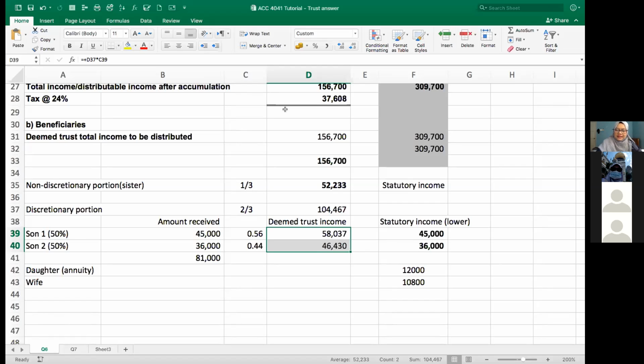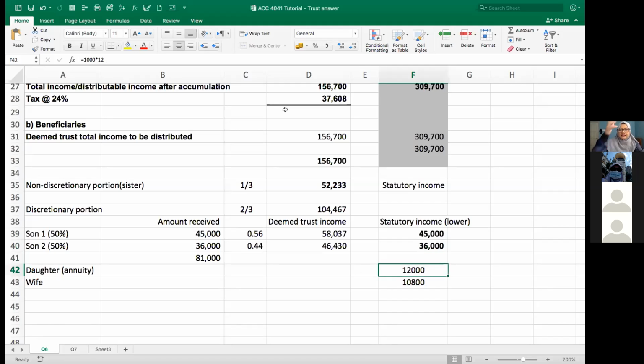Yes, doctor. Okay, so now is the trust income. But remember that because both son 1 and son 2 is a discretionary portion, then you kena compare lah. The deemed trust income compare dengan amount received, then the statutory income would be the lower of. So again for this, the lower of is 45,000, so statutory income is 45,000. Similarly for son 2, alright, deemed trust income is 46,430, but the amount received is 36,000, then you are going to assess on that 36,000.